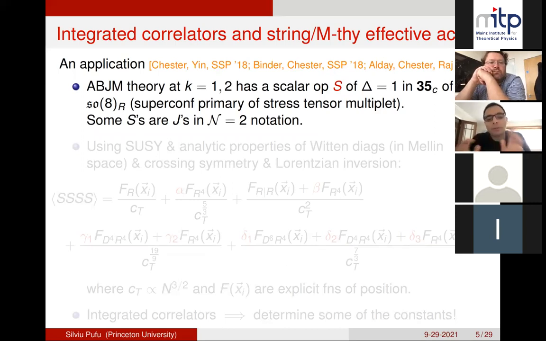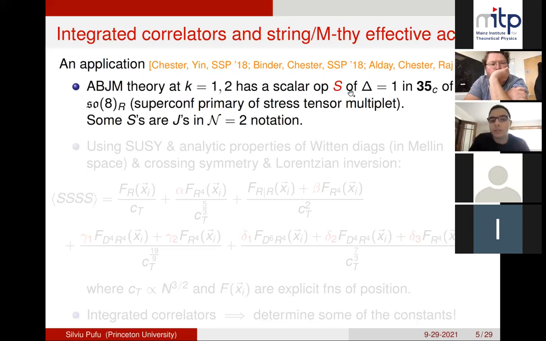So, for example, suppose that we're interested in studying ABJM theory at Chern-Simons levels k equals 1 or 2, where there's N equals 8 supersymmetry. This theory has some scalar operator called S. By the way, we could do this in 4D, where we'd be interested, say, in N equals 4 super Yang-Mills, but let's just talk about ABJM theory. There's some scalar operator S of dimension 1 that transforms in the 35-dimensional representation of the SO(8) R-symmetry algebra.